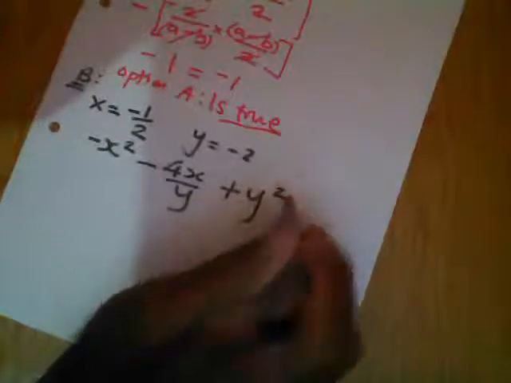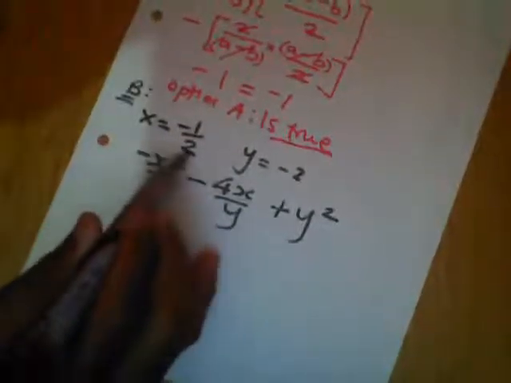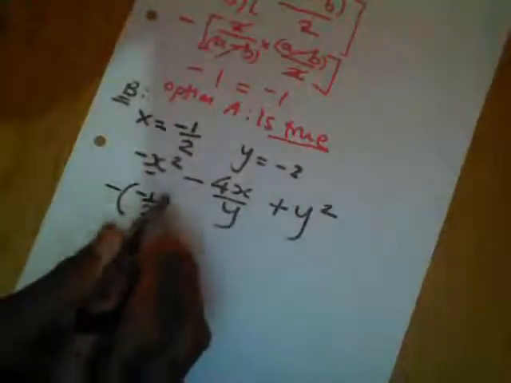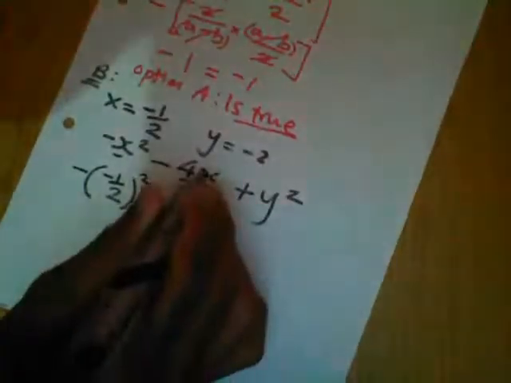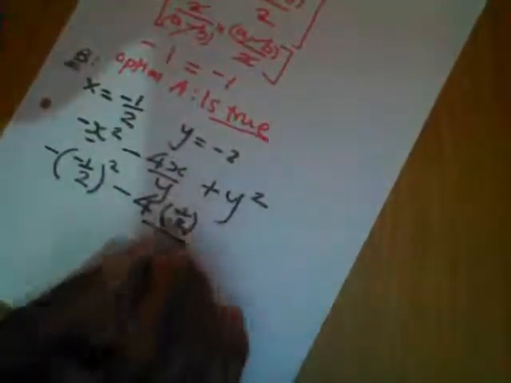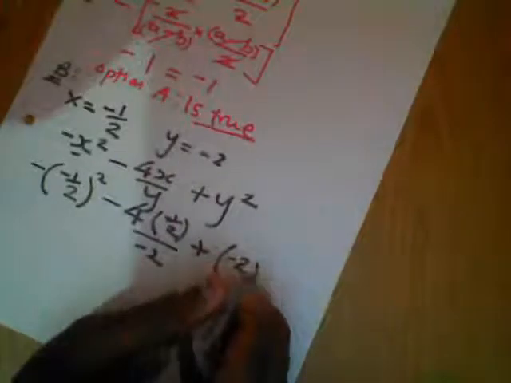If you don't, please let me know. You know how to get hold of me anytime. You can write a comment, say you didn't understand, and I can re-explain the problem. So I'm going to insert this because they say the value of x is equal to negative a half. Now I'm not going to write this x, I'm going to write negative a half. But remember we have a negative here, and then you put your bracket, negative a half, squared, minus 4, but my x is negative a half, so negative a half, and then over, what is y? Y is equal to negative 2, and then plus y, which is negative 2 squared.